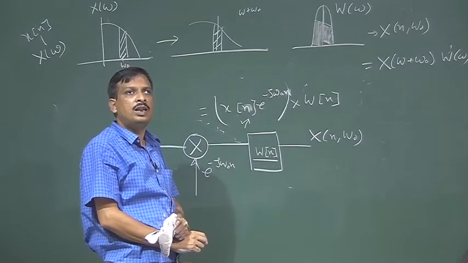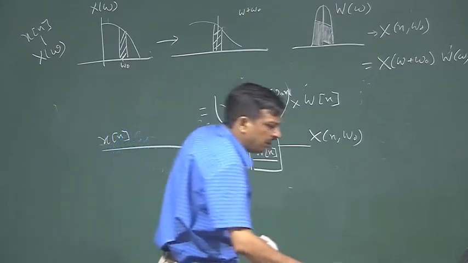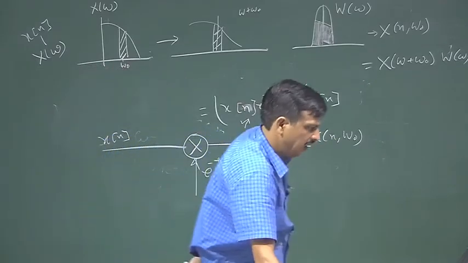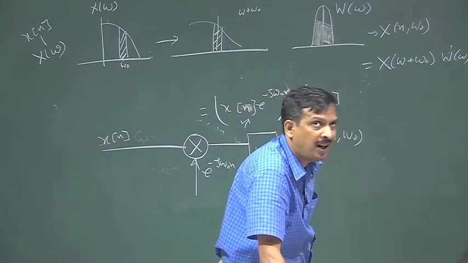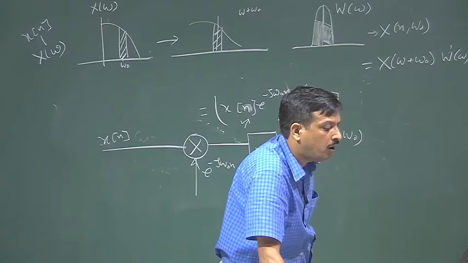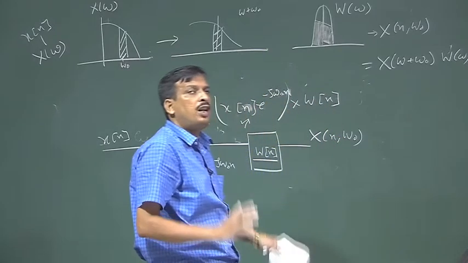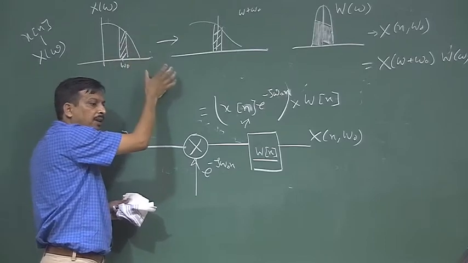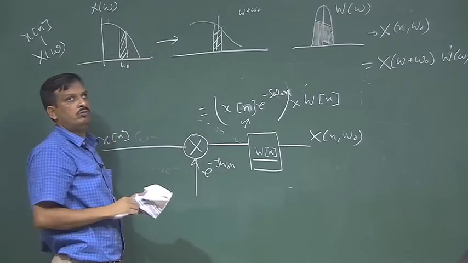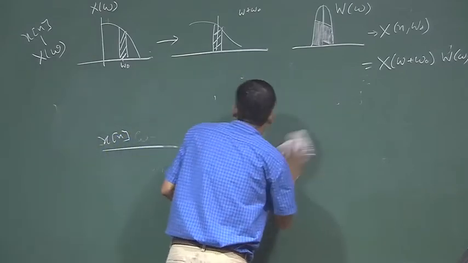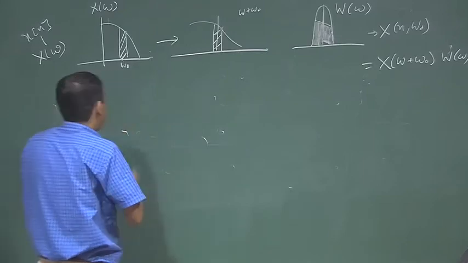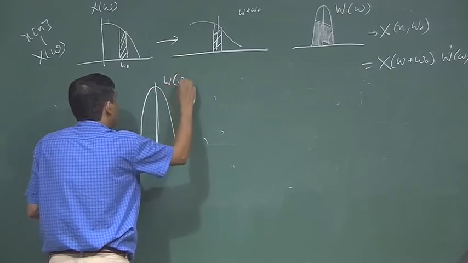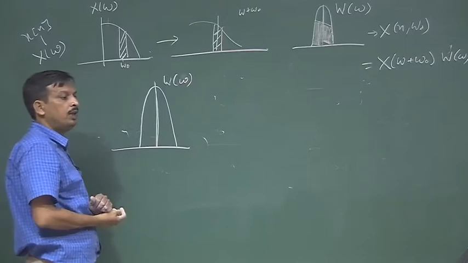Okay or not? Now, I can shift this notation. Instead of writing this way, I can write it another way. X n omega 0 is nothing but e to the power minus j omega 0 n times x of n convolved with the window. So instead of convolving the frequency response of the signal, let us convolve the frequency response of the window. This is my frequency response of the window, W omega.